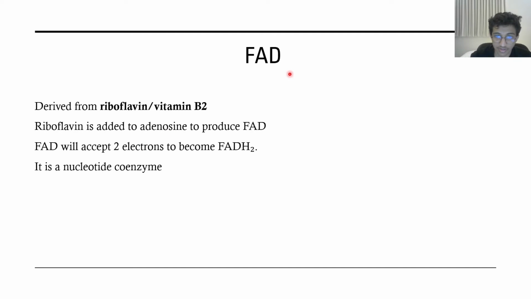Now, this is the second coenzyme we're going to talk about, which is FAD. It's derived from riboflavin or vitamin B2. Now, riboflavin is added to adenosine, and that produces FAD. FAD can accept electrons to become FADH2, and it is a nucleotide enzyme.